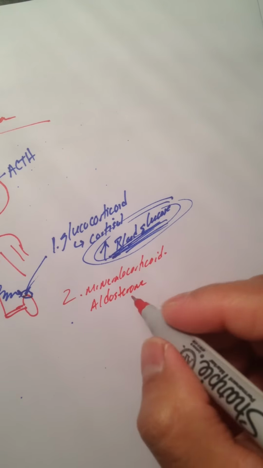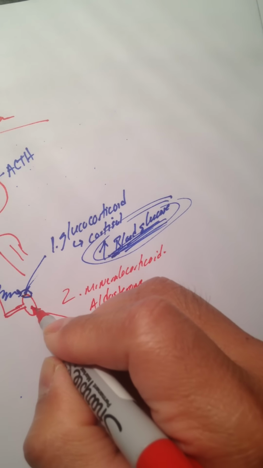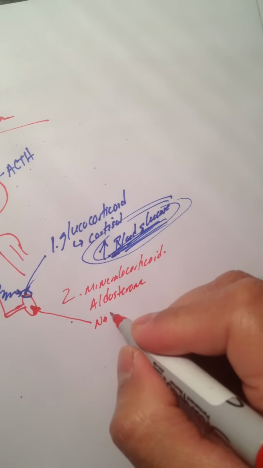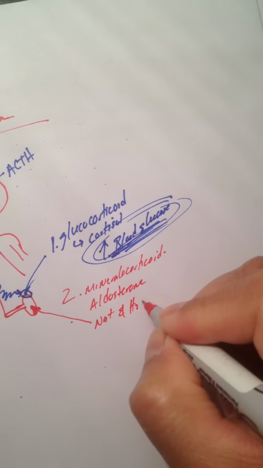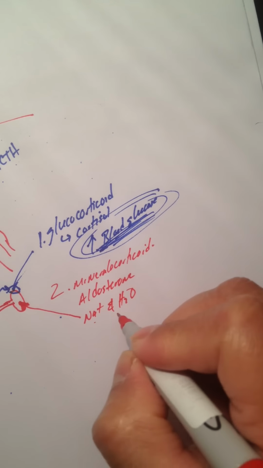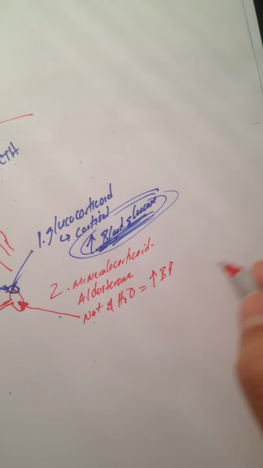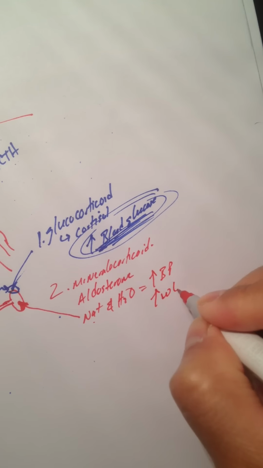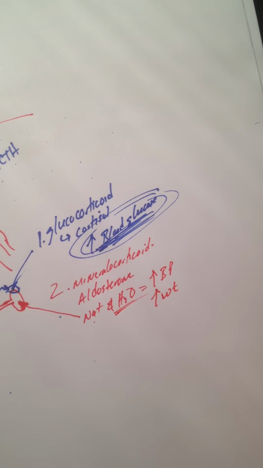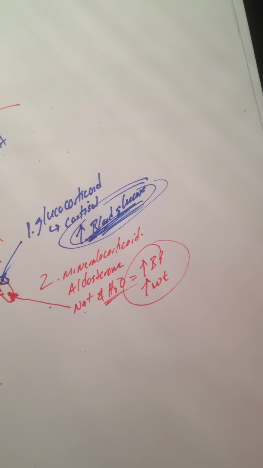Now remember that aldosterone makes your kidneys retain sodium. If you retain sodium, you're also going to retain water. If you retain sodium and water, this is going to increase your blood pressure. You're also going to have increased weight because of the water. Okay? So boom, right there, increased blood pressure, increased weight.